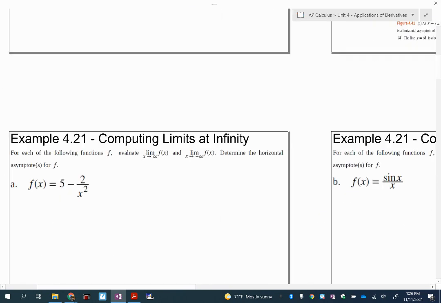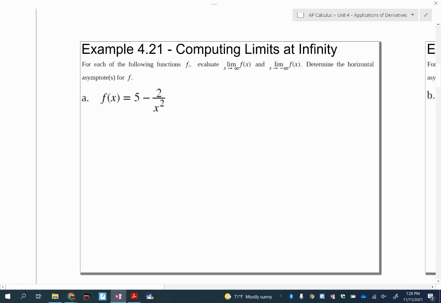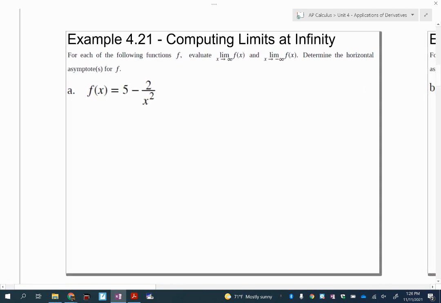And we're going to do a few of these problems together to show you how you can use some limit laws and algebra to solve this, as well as using, obviously, Desmos, since that will be available to you when we take the test. Okay, so let's try this first one. It says to evaluate the limit as x approaches infinity of this function. So I have the limit as x approaches infinity of 5 minus 2 over x squared.